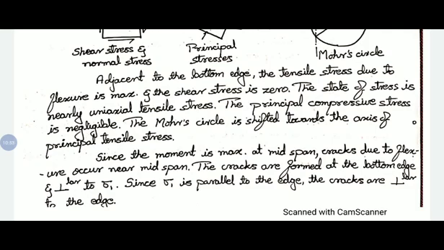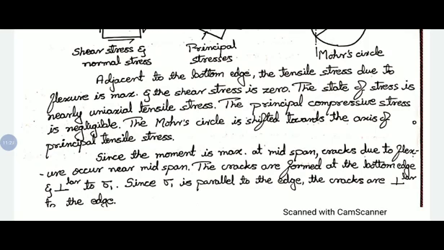So the Mohr circle is shifted towards the axis of the principal tensile stresses. We have considered sigma 1 and sigma 2 along the horizontal axis and the shear stress along the vertical axis. So when there is a maximum tensile stress and 0 shear stress, the Mohr circle shifts towards the principal tensile stresses. Earlier, the center of the circle coincided with the origin of the axes.